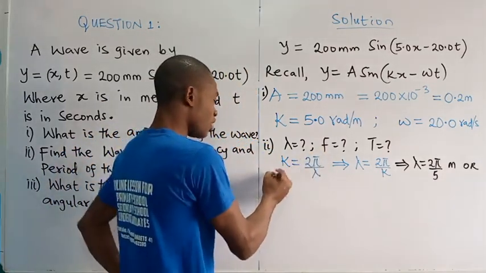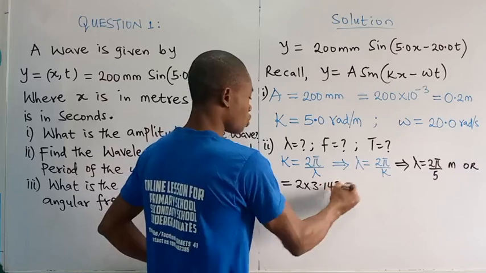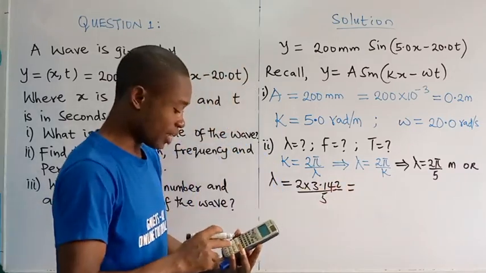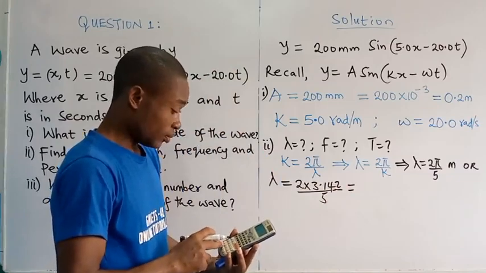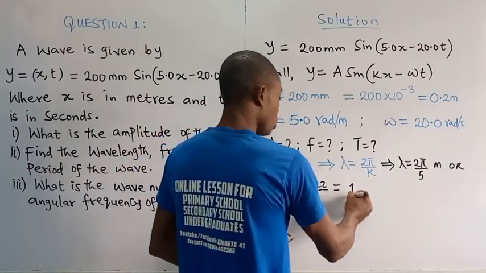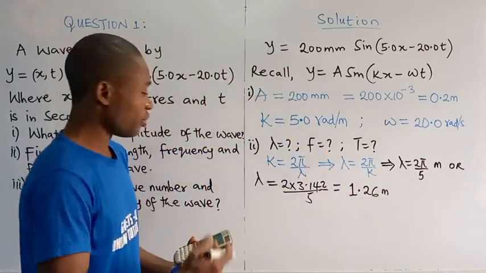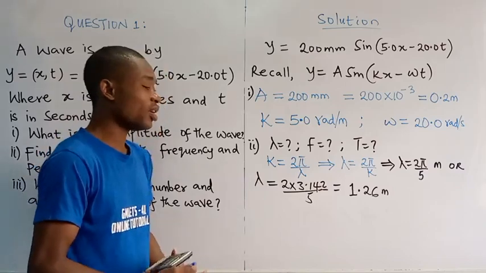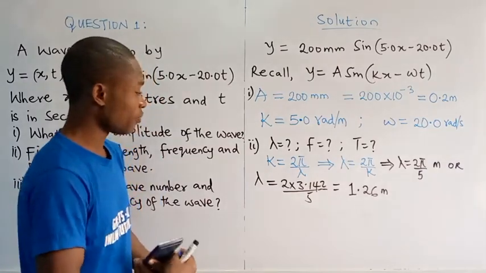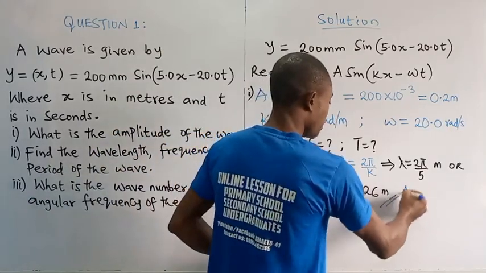Now with this, I'm going to evaluate wavelength to be equal to 2 times 3.142 divided by 5. So let us reach out for a calculator and evaluate that. Working on this, this gave me 1.26 approximately in meter. 2 times 3.142 divided by 5. So I got 1.26 approximately in meter. So we are done obtaining the wavelength. And that is how simple it is.